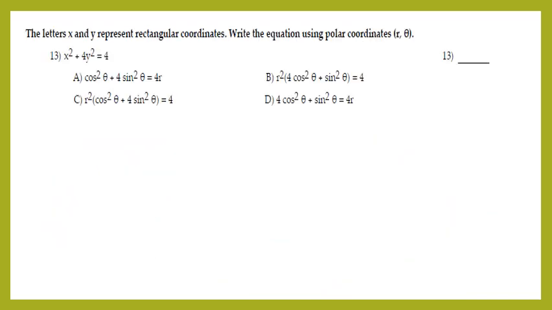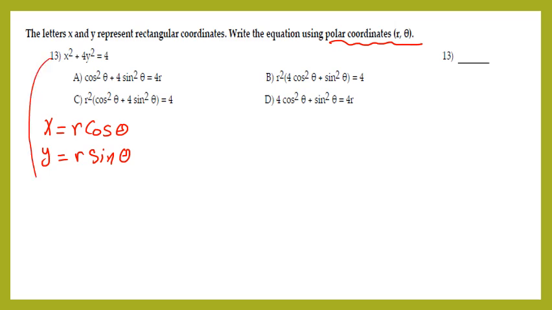Regarding question number 13, it says the letters x and y represent the rectangular coordinates. Write the equation using the polar coordinates. You should note that x is equal to r cosine theta and y is equal to r sine theta for all the polar coordinates. So regarding these questions, I'm going to remove x and write r cosine theta to the power of 2, multiply 4. What is y?